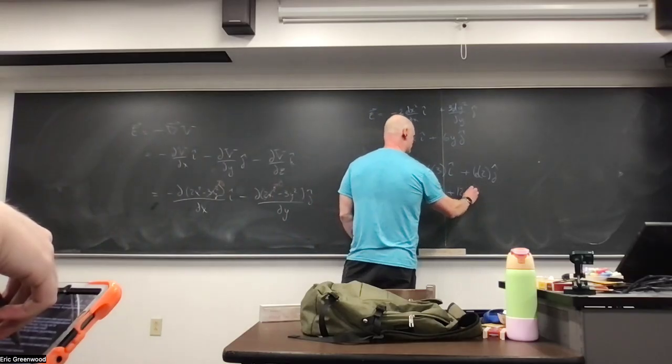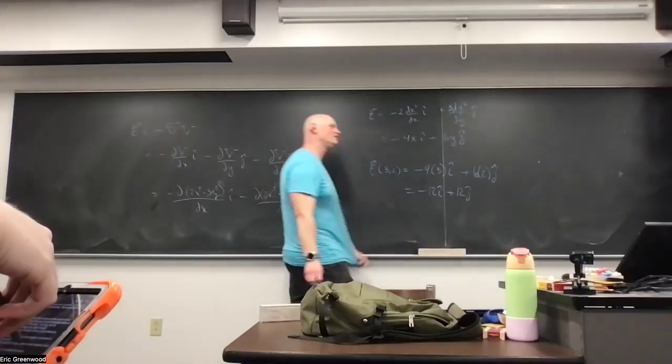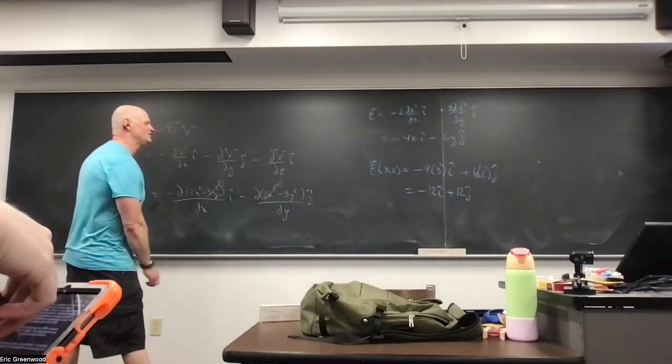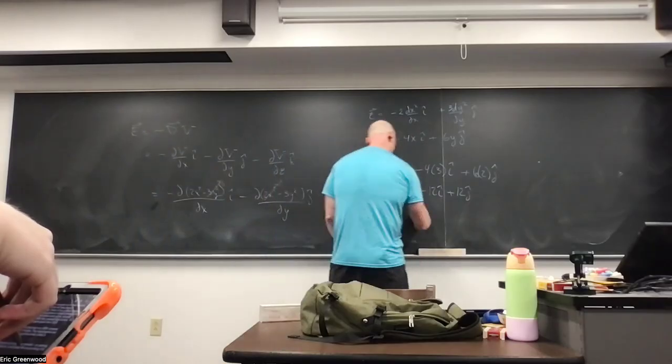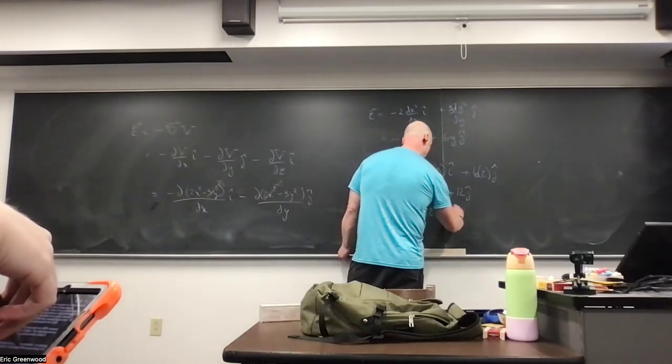So I'm going to get 12 in the minus 12 i hats plus 12 j hats. That's the same thing then as 12 times minus i plus j.